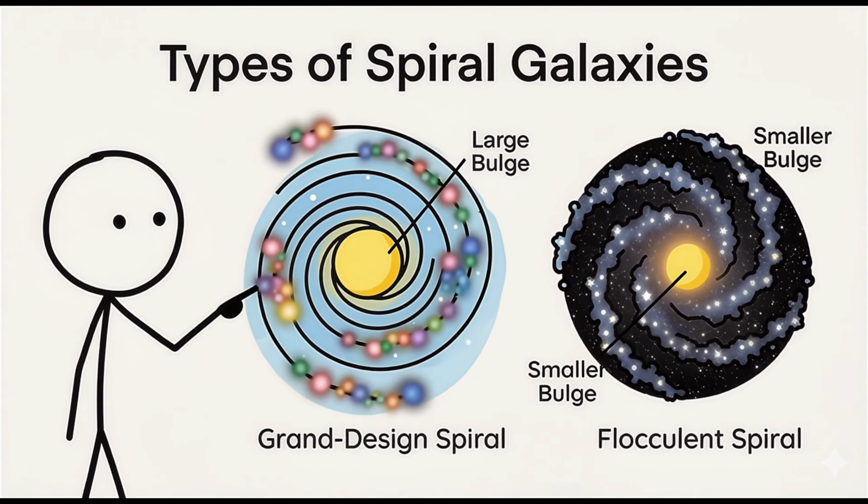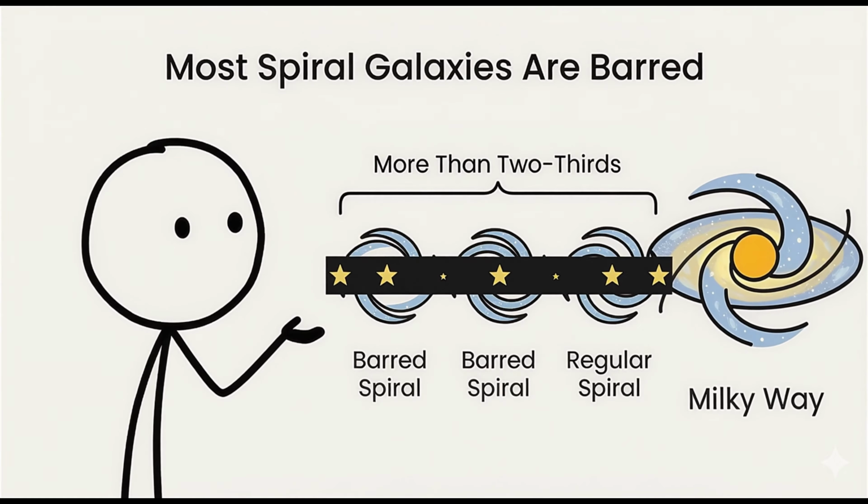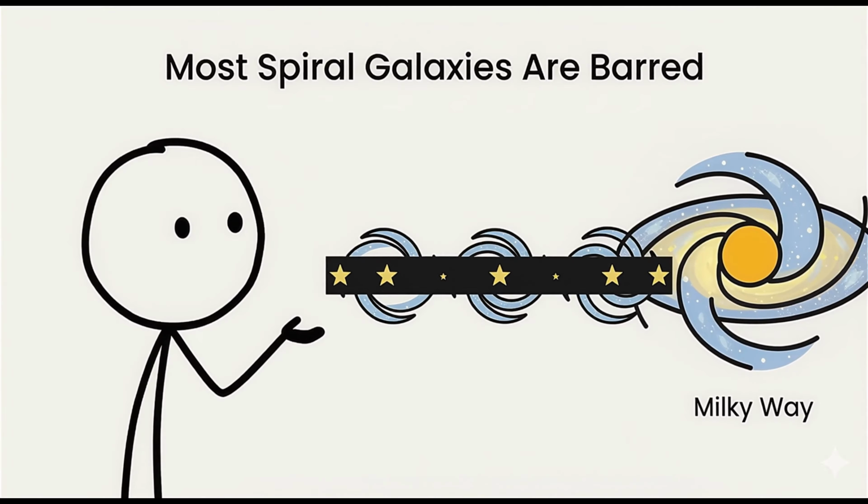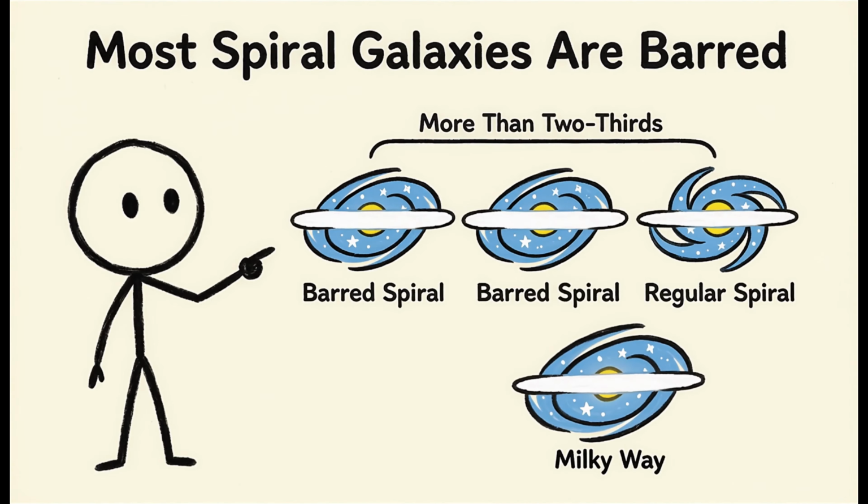Barred spiral galaxy. A variation of the spiral, this type features a central bar-shaped structure made of stars, with the spiral arms extending from the ends of the bar rather than from the core. Observations suggest that more than 2/3 of all spiral galaxies, including the Milky Way, are actually barred spirals.